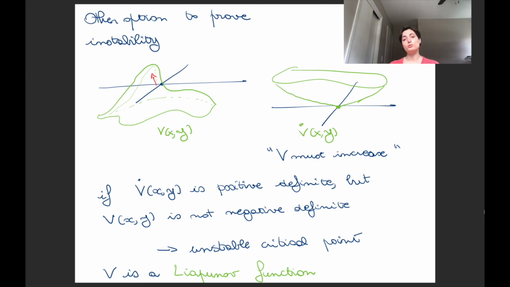If you're able to find a function v such that v dot is either positive definite or negative definite, we say that v is a Liapunov function. Obviously, there are multiple ways to find Liapunov functions. There are multiple Liapunov functions for each system. Some are more convenient than others, and we're going to try to find out how to construct these.